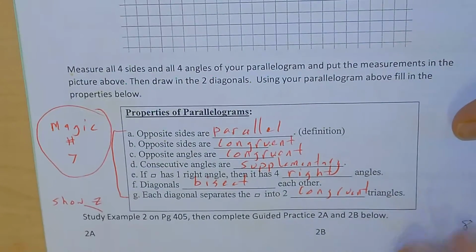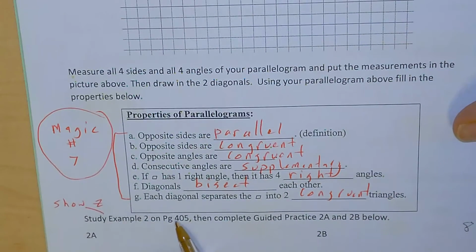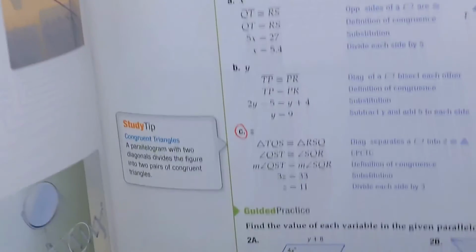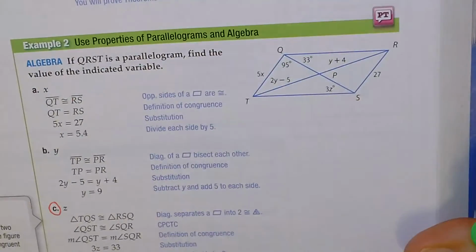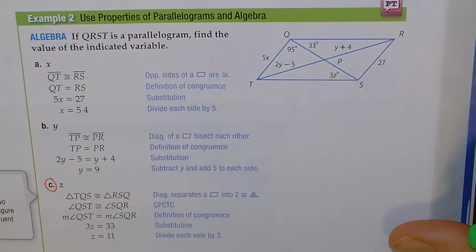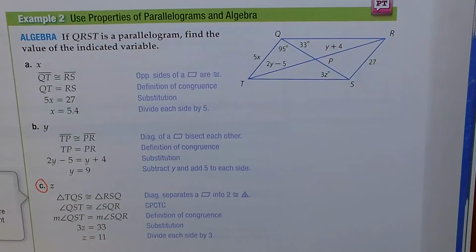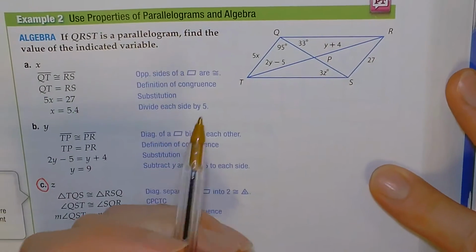So now I'm going to go to your book and show you some examples. I'm going to show you an example on page 405, and then you're going to try these two. Okay, so on page 405, I want to go over how to get z in this question. So here is your picture, and we are trying to find z. And the reason I'm going over z is it's the most challenging one.